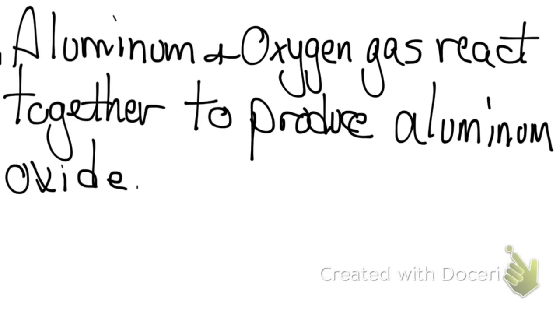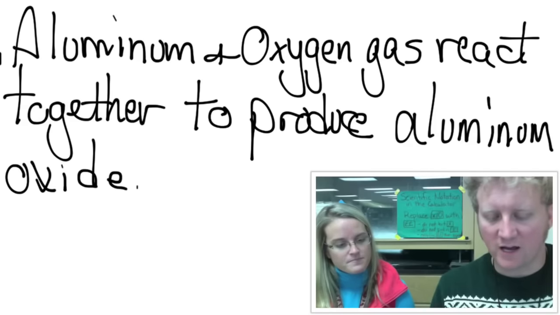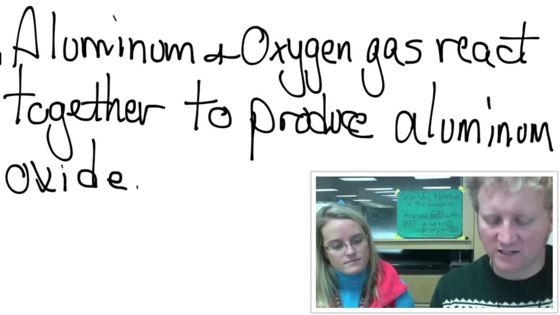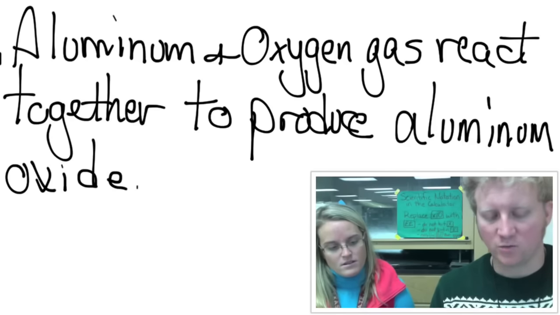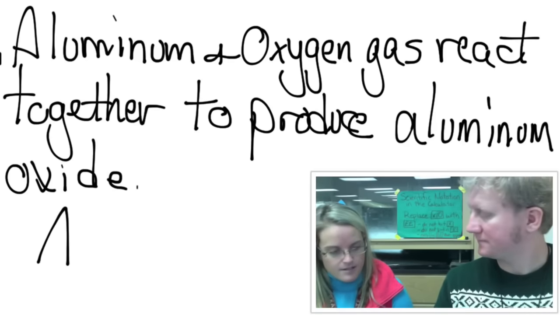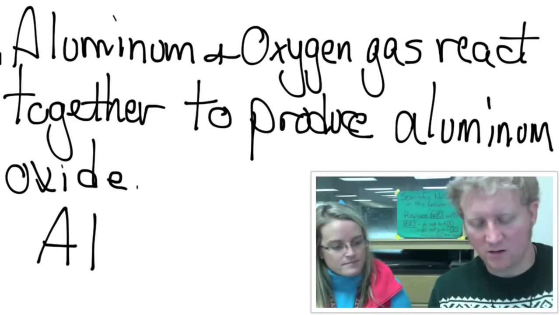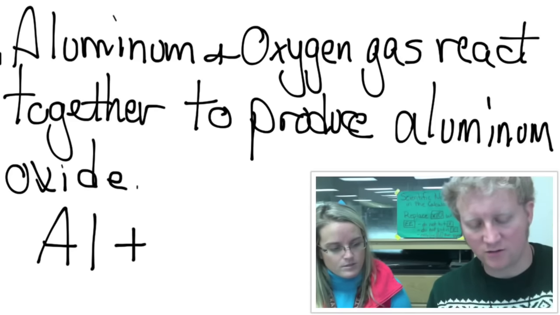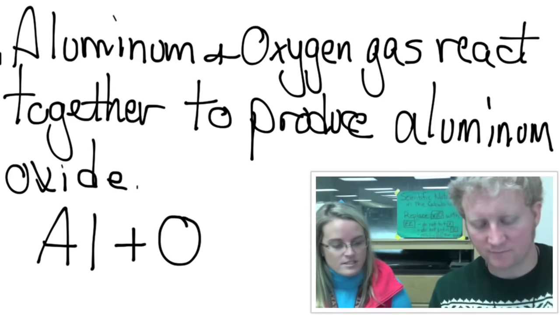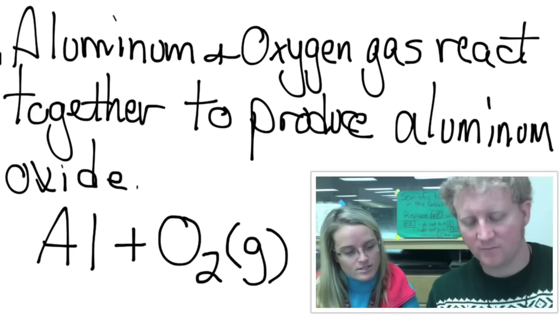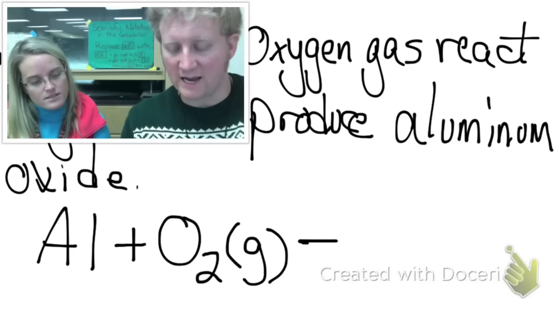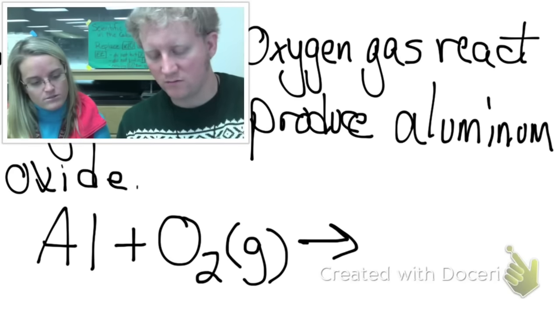Sounds good. So we've got aluminum and oxygen gas react together to produce aluminum oxide. So we'll start at the beginning. We've got aluminum, Al. And oxygen gas, so we can just put the plus. We just did oxygen gas. O2 with the G behind it, because it's a gas. Then react together to produce makes an arrow. Right. And then aluminum oxide.